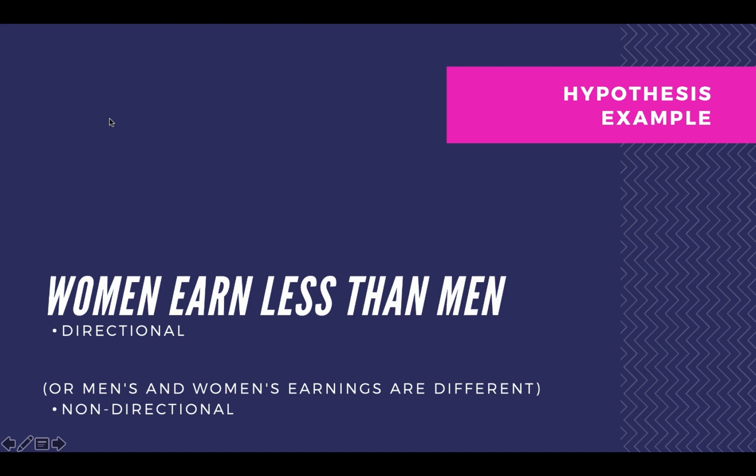Here I've identified the difference between a directional and a non-directional hypothesis. A directional says women earn less than men. A non-directional hypothesis would be something like men's and women's earnings are different. So we're not saying men are earning more or less. We're saying men and women, if we look at their wages, they are different. In all of these examples, we're still homing in on that original theory that sex is related to wages or earnings.